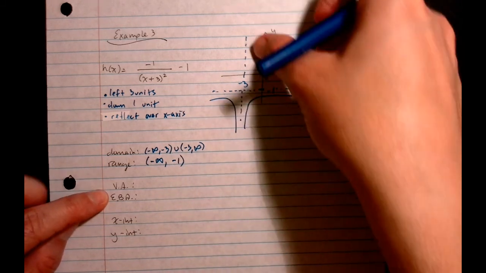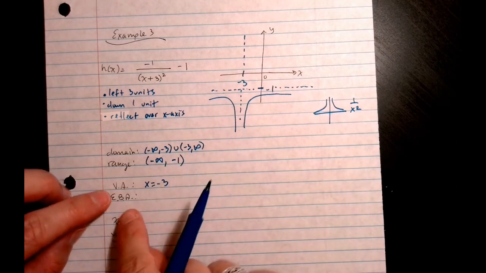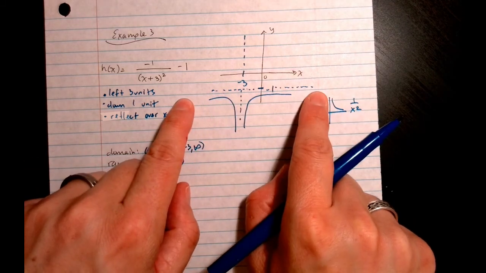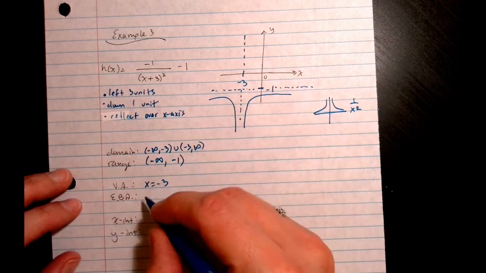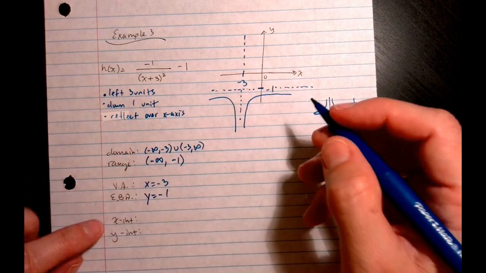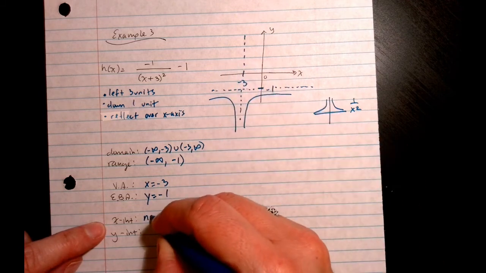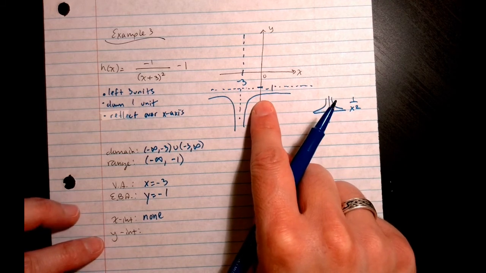Vertical asymptote. Well, the vertical asymptote is -3, so say x equals -3. And the end behavior asymptote is this horizontal line here. Our function is getting close to that line there, so we're going to say y equals -1. X-intercepts. Nope, not happening. There is none. Y-intercept. Okay, we can see there is a y-intercept, so let's solve for it.